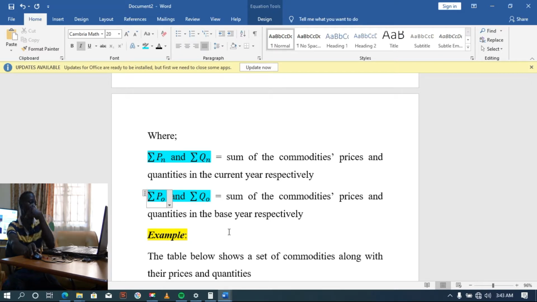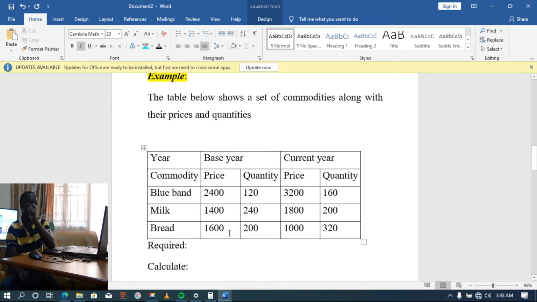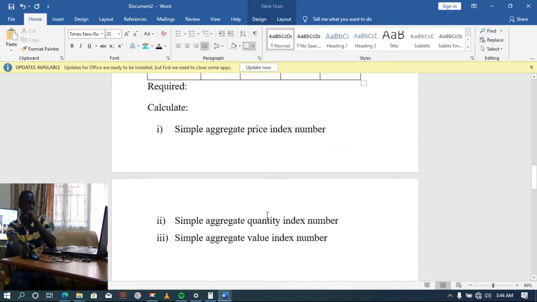So without wasting time, we shall go straight into an example to see how we can compute simple aggregate index numbers. So the example says the table below shows a set of commodities along with their prices. So we have the commodities, blue band, milk, and then bread, and then we have the base year given to us as well as the current year with their respective prices and quantities. So the question wants us to calculate the simple aggregate price index, simple aggregate quantity index, and simple aggregate value index.